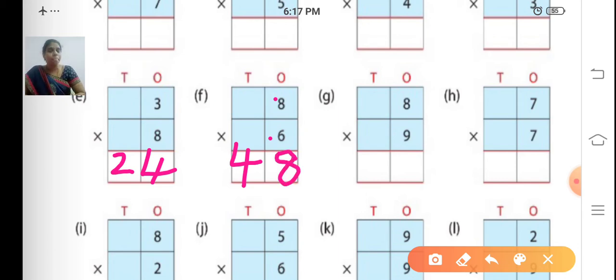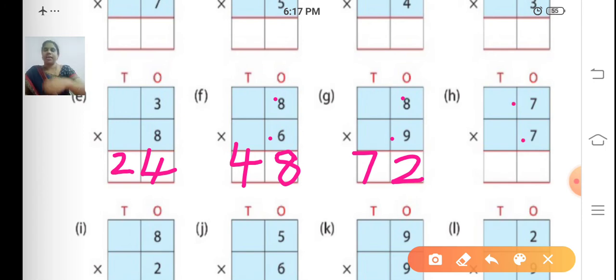8 6s are 48. Now let's move on to the next one, G sum. 8 into 9. 8 9s are and 9 8s are. Whichever is easy, you can multiply. 8 9s are 72. Write down 72. 8 9s are 72. Now H sum.